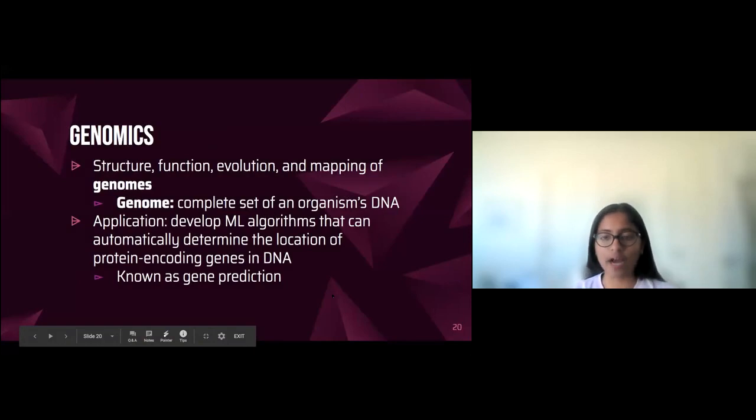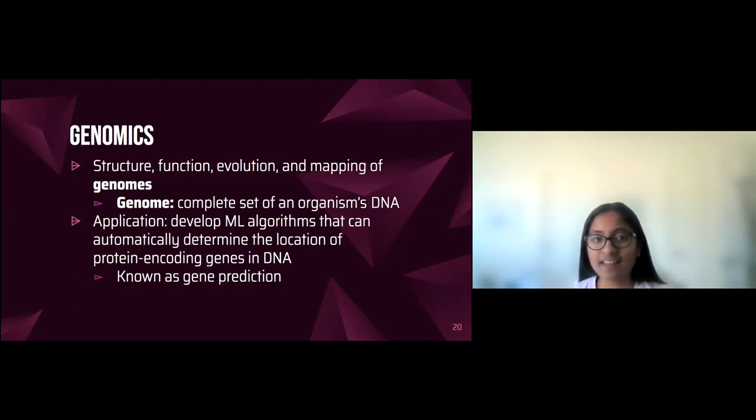So let's look at how bioinformatics can be applied to genomics. So genomics is basically the structure, the function, basically anything that has to do with the genome. And the genome is the complete set of our DNA. So all like 10 billion bases. And the application of bioinformatics to genomics is that you can develop machine learning algorithms that can automatically determine the location of protein encoding genes in our DNA. So this is known as gene prediction.